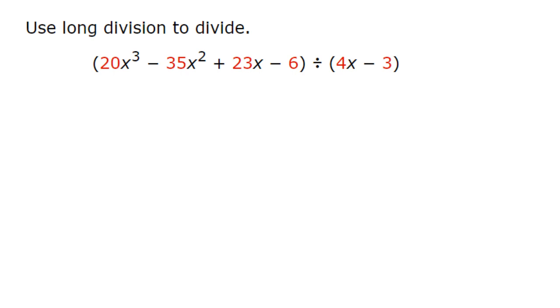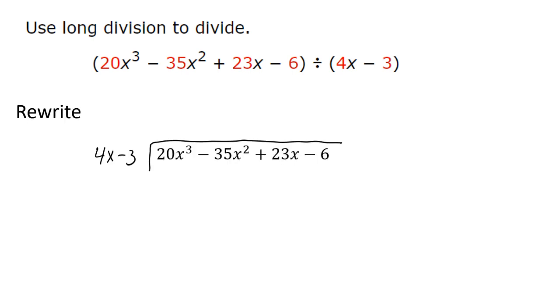So this is what's going to go inside my house. This is my dividend, and my divisor is going to be outside the house. That's what I mean by house. So this is my divisor, 4x minus 3, and then I draw a little house here, and I put my dividend inside: 20x cubed minus 35x squared plus 23x minus 6.